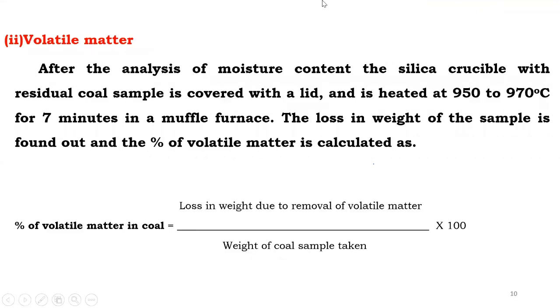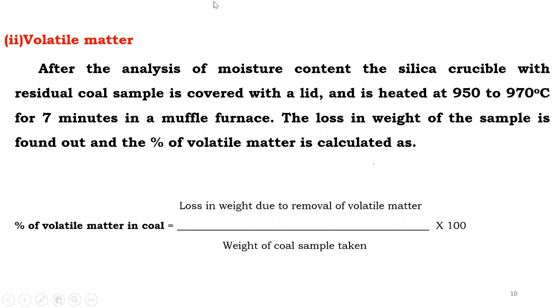Okay, next we'll see volatile matter. What is volatile matter? Volatile matter is nothing but the substance which easily converts into vapor state at room temperature or at lower temperature. After the analysis of moisture content, in the first step, the silica crucible with the residual coal sample is covered with a lid and heated at 950 to 970 degrees centigrade for 7 minutes in a muffle furnace.